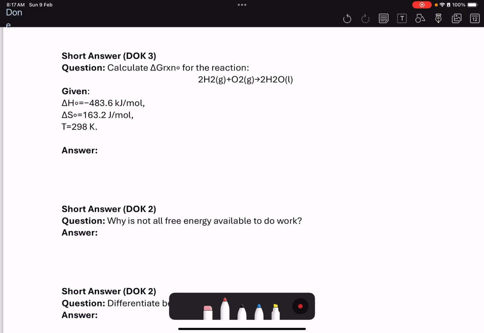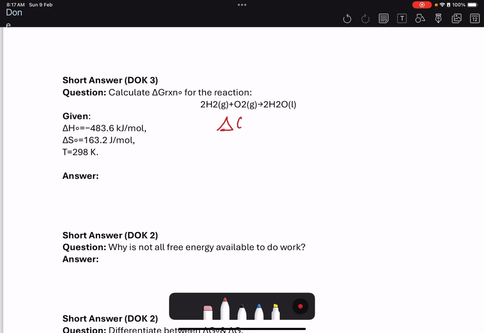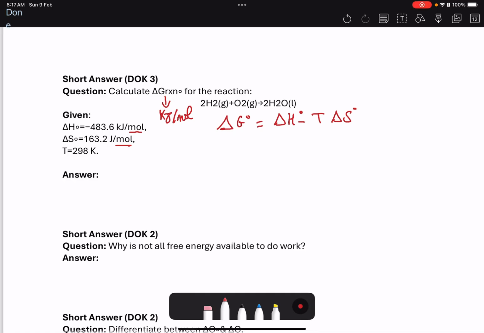Now here's a question to calculate delta G. So we have a reaction and we have a given. The formula is delta G equal delta H minus T delta S. You have to be careful that the delta G will always be calculated in kilojoule. Now if this equation is per mole, we're going to put per mole. Now, delta S is never given to you in kilojoule, so you have to divide it by 1000 and make sure the temperature is always in Kelvin.